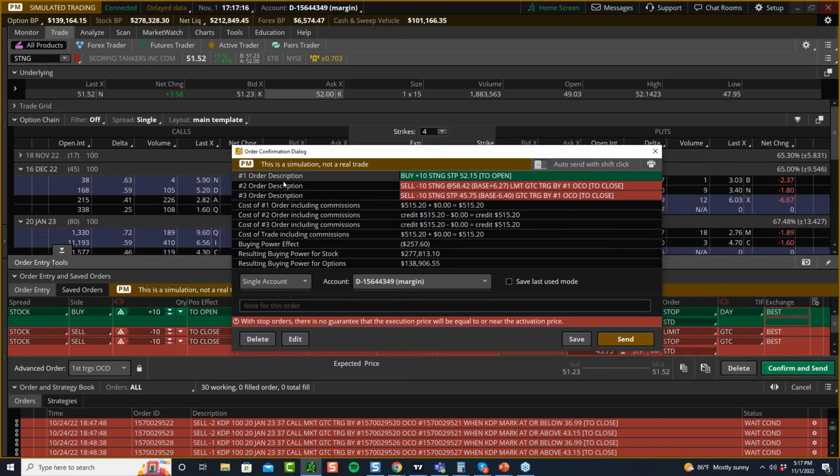See, the order description is to buy 10 shares of Sting at 52.15. Okay, this is the floor. If it goes to 52.17 and gaps, it's going to buy. I want to get into this trade on a price breakout. It'll do it this way.